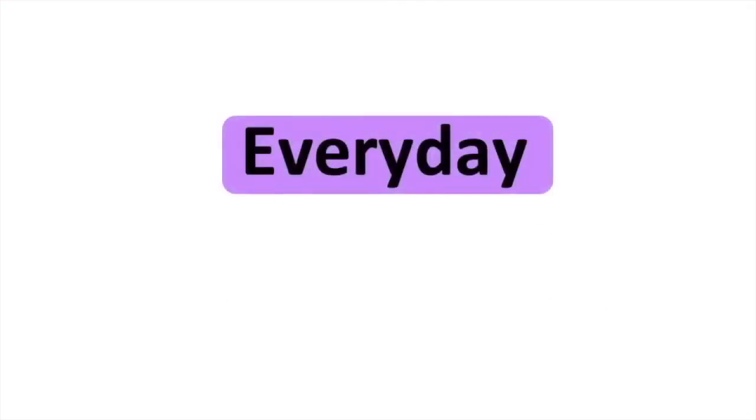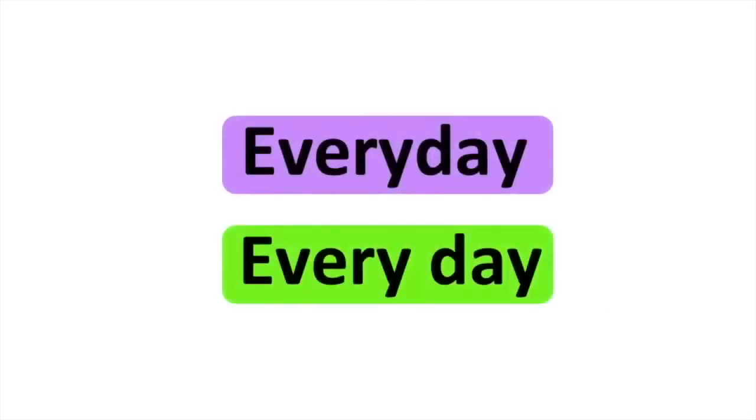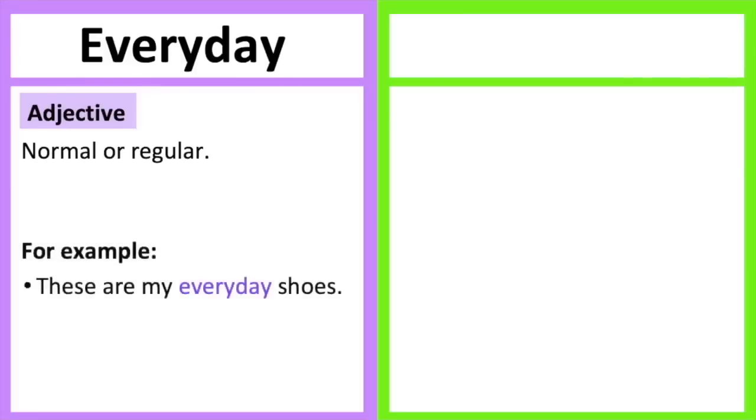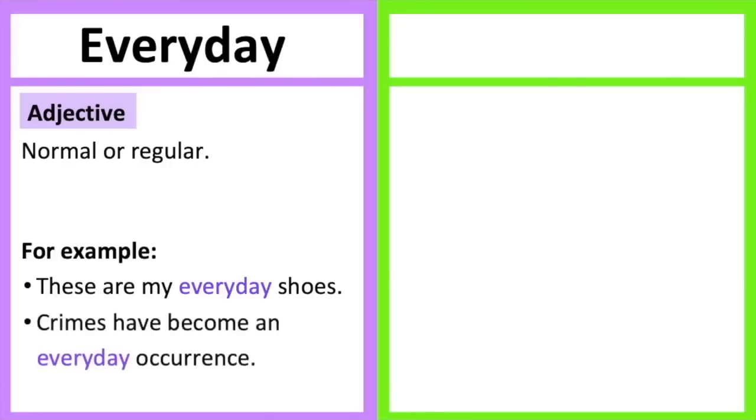Everyday, every day. In this video, we will learn the difference between these words. Everyday is an adjective. It means normal or regular. For example, these are my everyday shoes. Crimes have become an everyday occurrence.